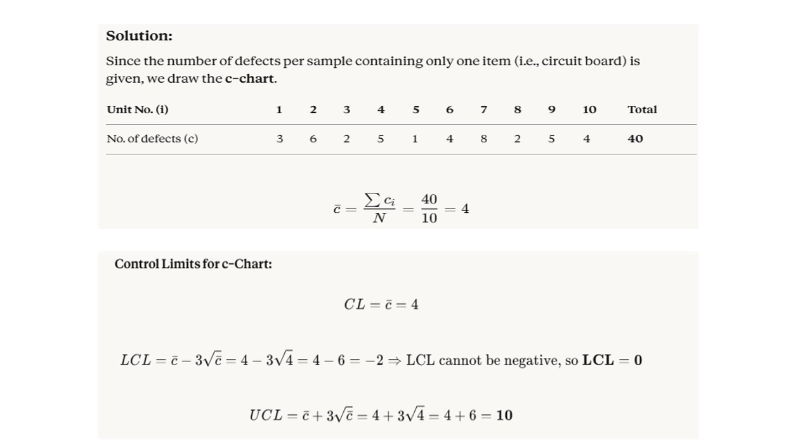So the entire control limits for C chart is going to be that the central line is nothing but C, which is 4. The lower control limit is going to be minus 2. Since the lower control limit can't be negative, we are going to consider it as 0, and the upper control limit is 10.